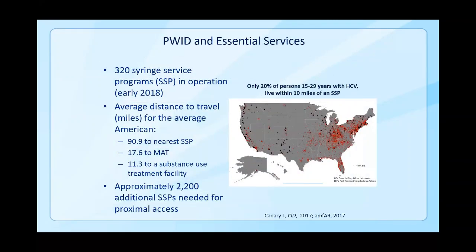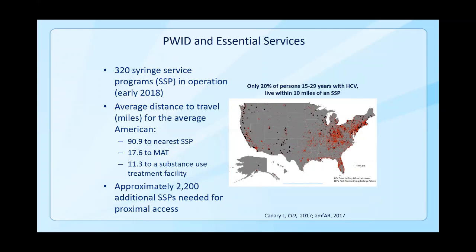Syringe services programs are an essential community-based program that can help prevent infectious disease complications of injection drug use. However, their number and geographic spread limit their effectiveness. It was estimated that in 2018, there were 320 syringe services programs in operation. However, the average American has to travel more than 90 miles to reach one. Additionally, they must go over 17 miles to access medication-assisted treatment and more than 11 miles to access a substance use treatment facility.